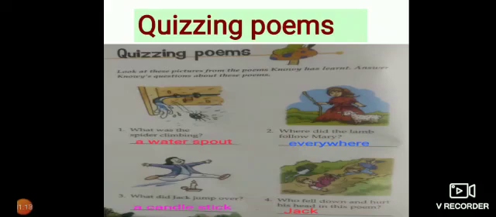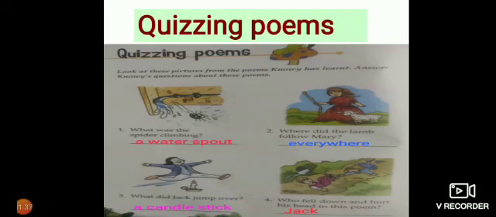Question number 3 is, in the picture, you can see it has been taken from the poem Jack Be Nimble. So, the question is, what did Jack jump over? Jack was a very good and helping boy. He jumped over a candlestick.